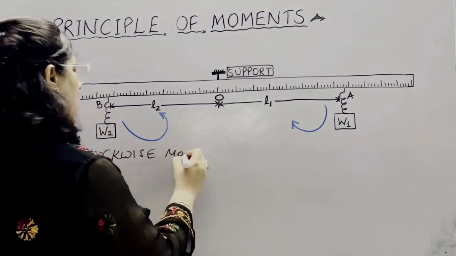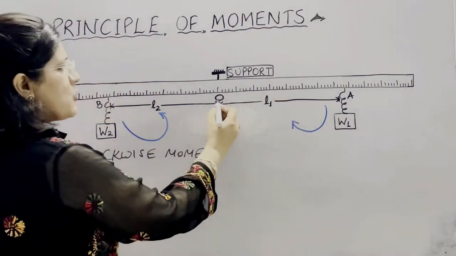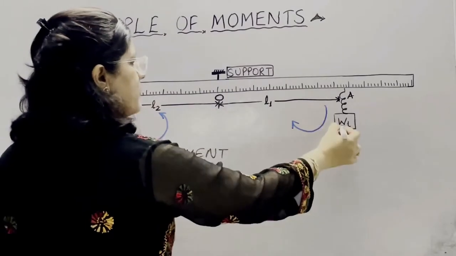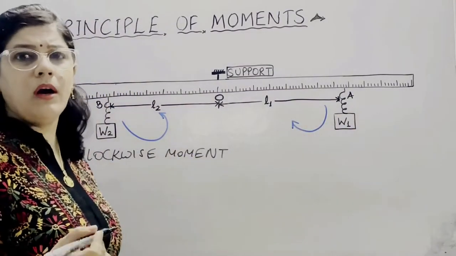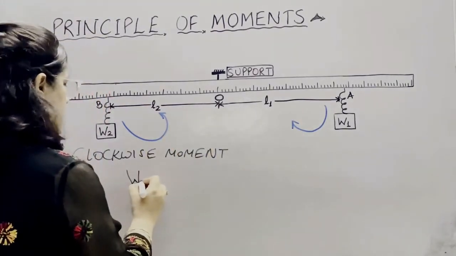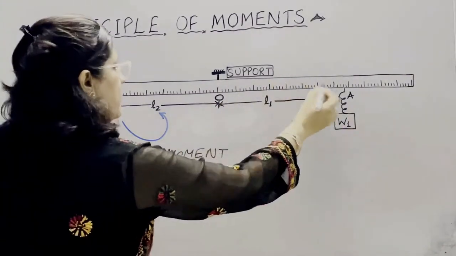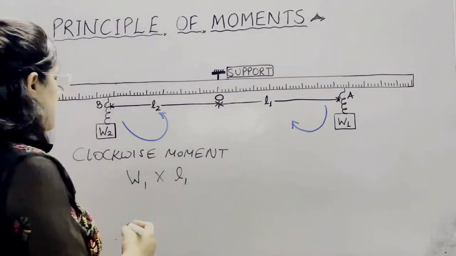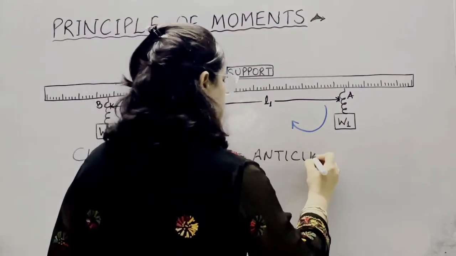Clockwise moment of weight W1 from the fixed support point O: the distance is L1 and the value of this weight is W1. So clockwise moment, as we know from the formula, is F into D. F is the force, or in this case we have taken this as W1, and D is the distance of this weight from the fixed point. This is L1, and in equilibrium position this clockwise moment is equal to anti-clockwise moment.